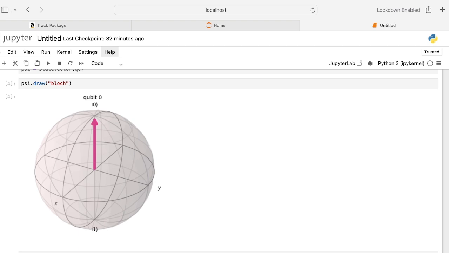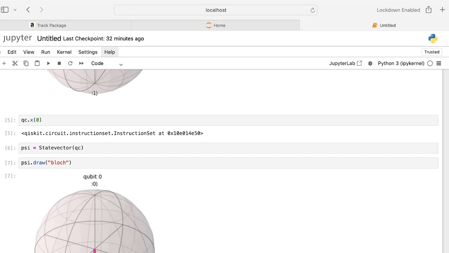QC psi, we'll reassign psi to this state vector. And again, the state vector just puts it into the coordinates that are appropriate to the Bloch vector. It's just a coordinate transformation. And hopefully we'll see it down at 1. Yes, good. Just a good old-fashioned quantum flip.